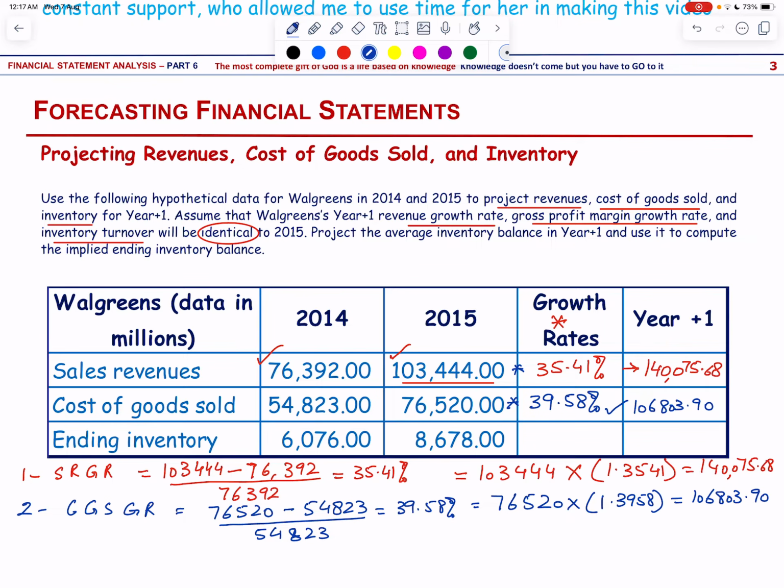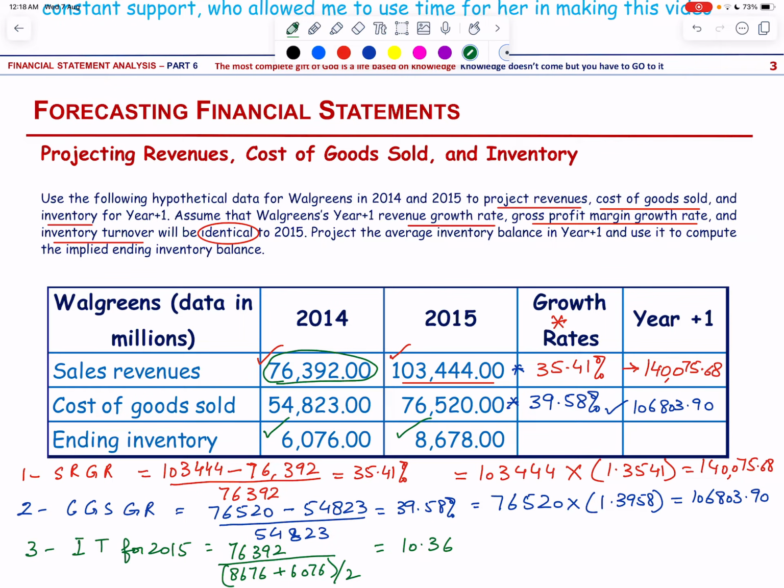Next, we are going to calculate the inventory turnover for the year 2015, and this will be equal to the cost of goods sold, that is 76,392, divided by the average inventory, that is 8678 plus 6076 divided by 2, and this will be equal to 10.36.